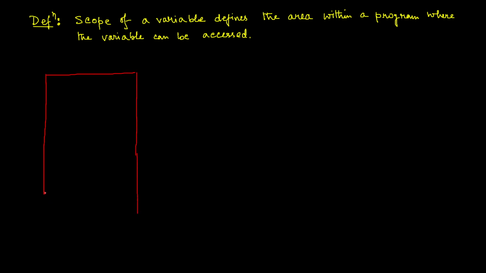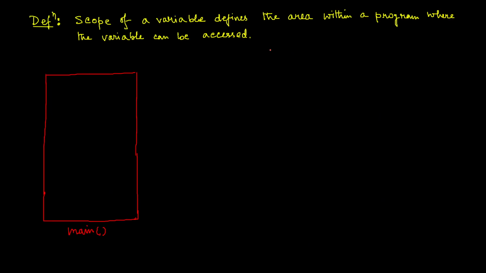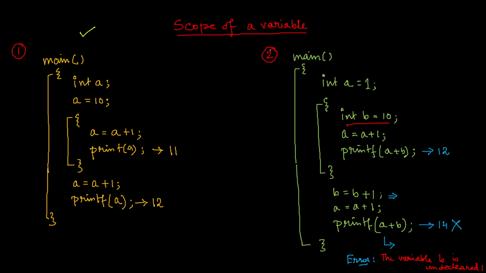So suppose this is the memory space, memory allocated for the main program of this first one. This is 1, this is 2. Now, in this program, you see that A has been declared in the main function.